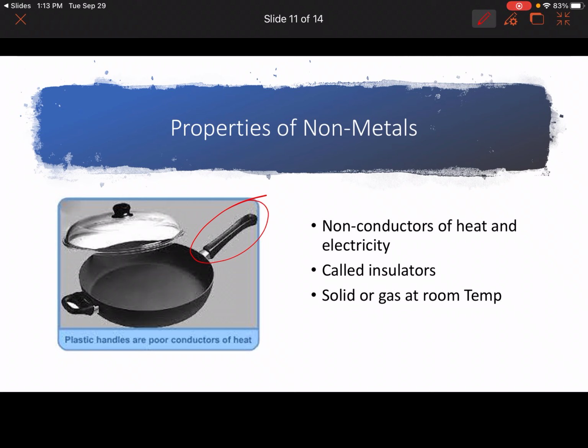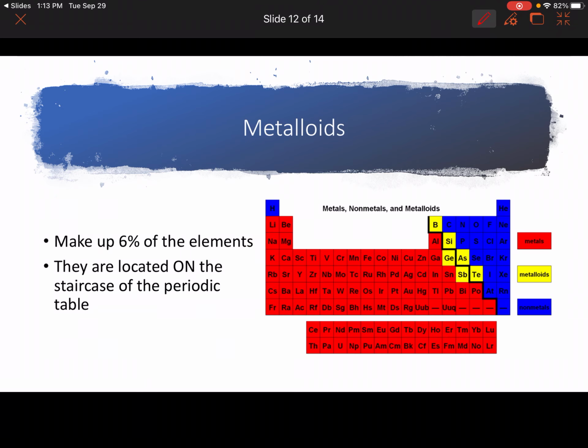Now, the handles, as we said before, like this will be very hot, right? The pan, because that's metal, whereas the handle is an insulator, and so they are not conductors of heat and electricity, and that's why we can hold on to them there. And they are solid or gas at room temperature. So those are the properties of the nonmetals.